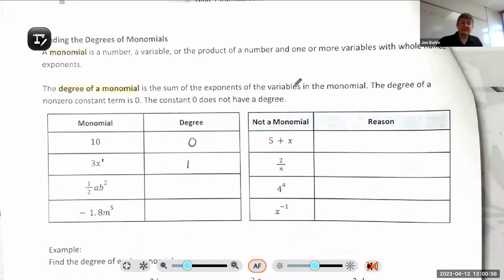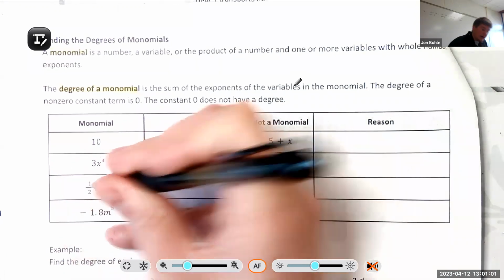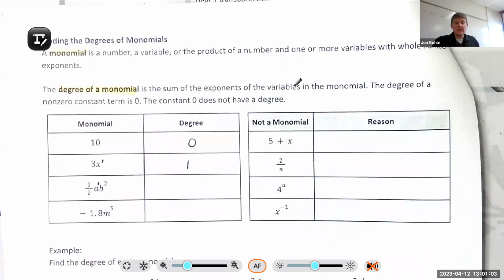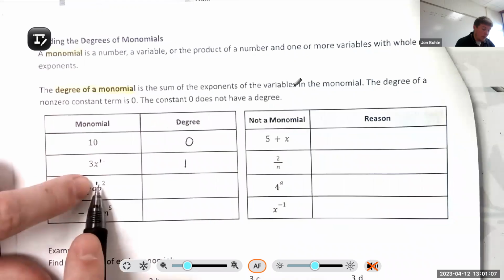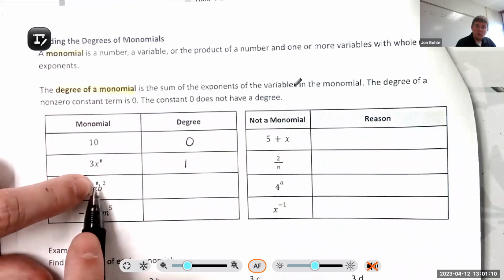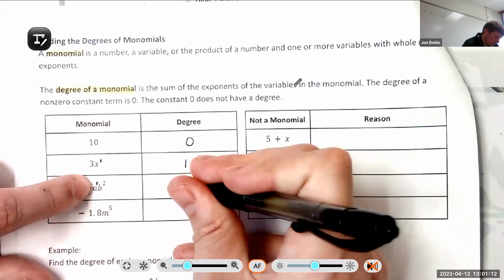Okay, 1/2 times a times b squared. Well, we have, again, an exponent of 1 on that a and 2 on that b. So to find the degree of this monomial here, what we're going to do is take the exponent here of 1 and add to it 2. 1 plus 2 is 3.